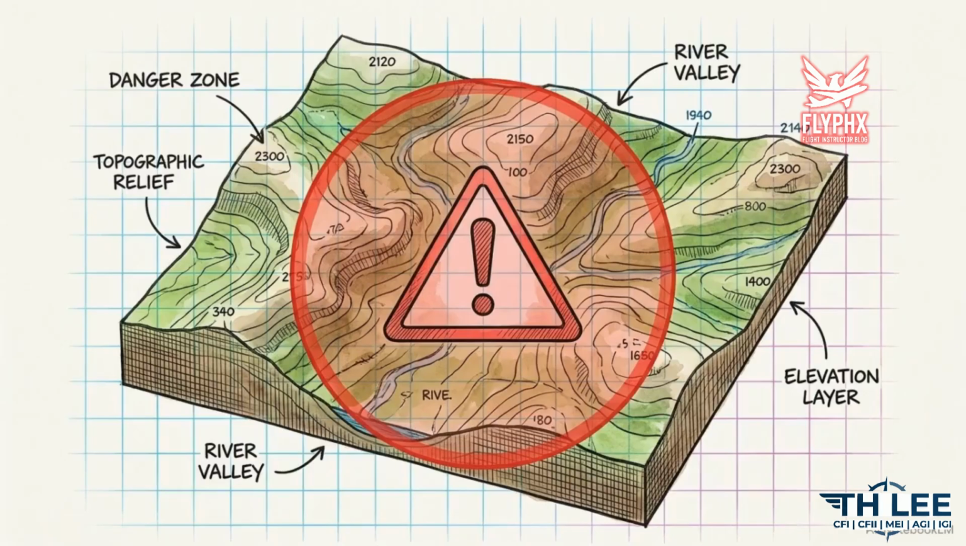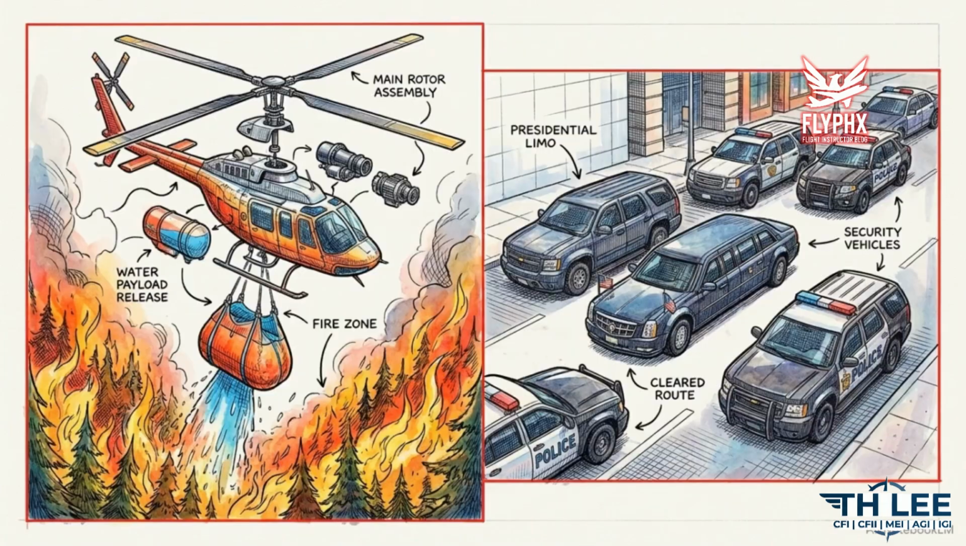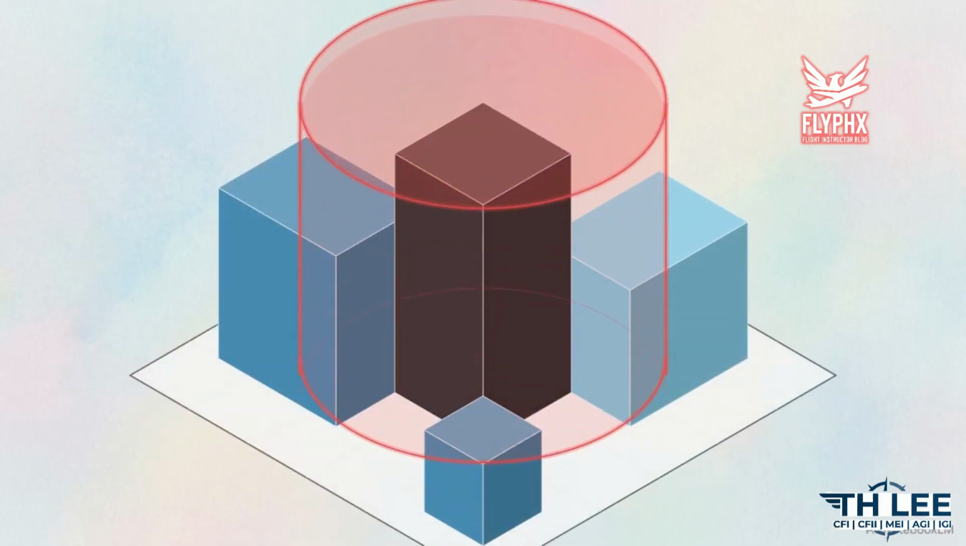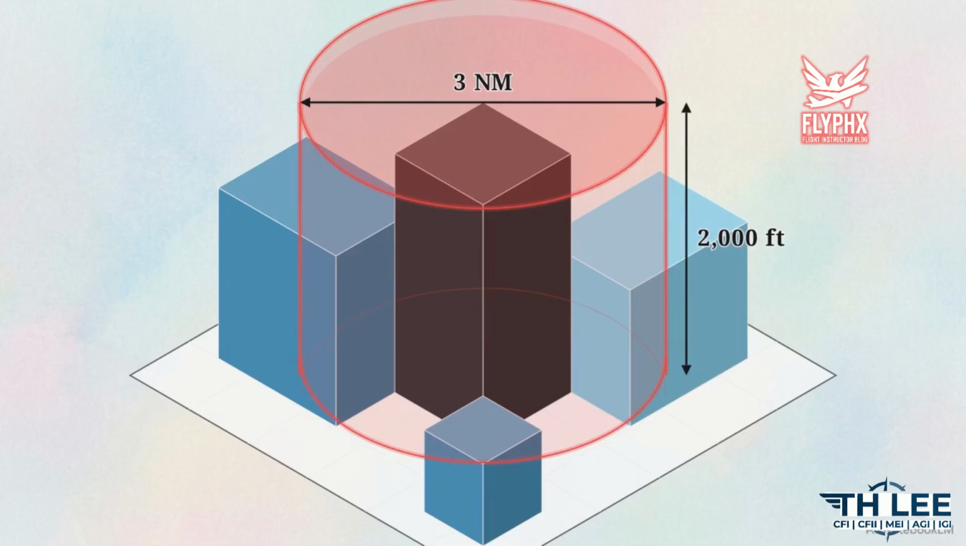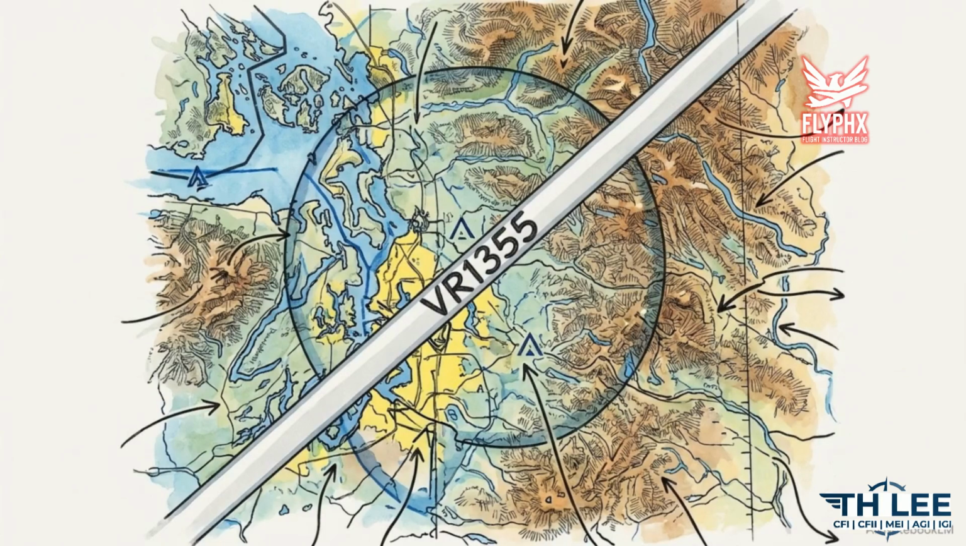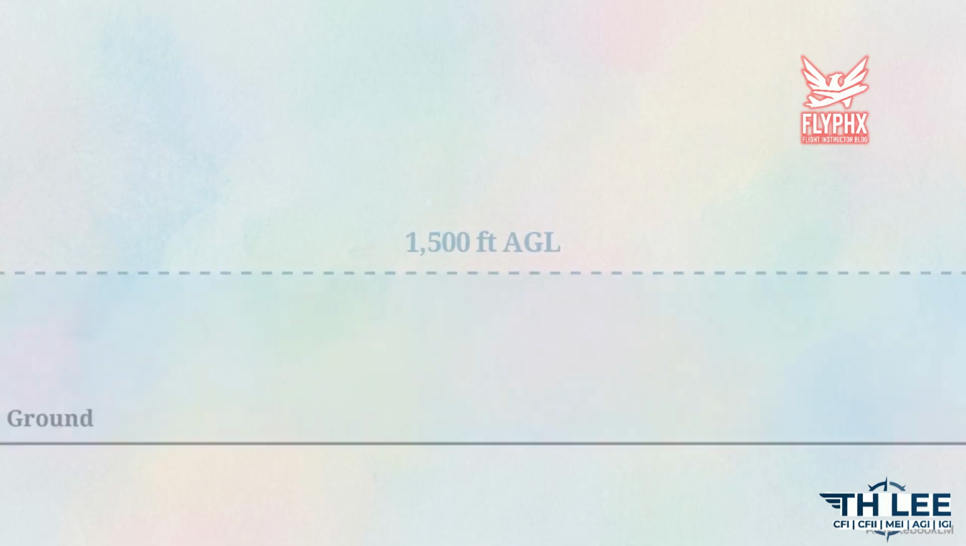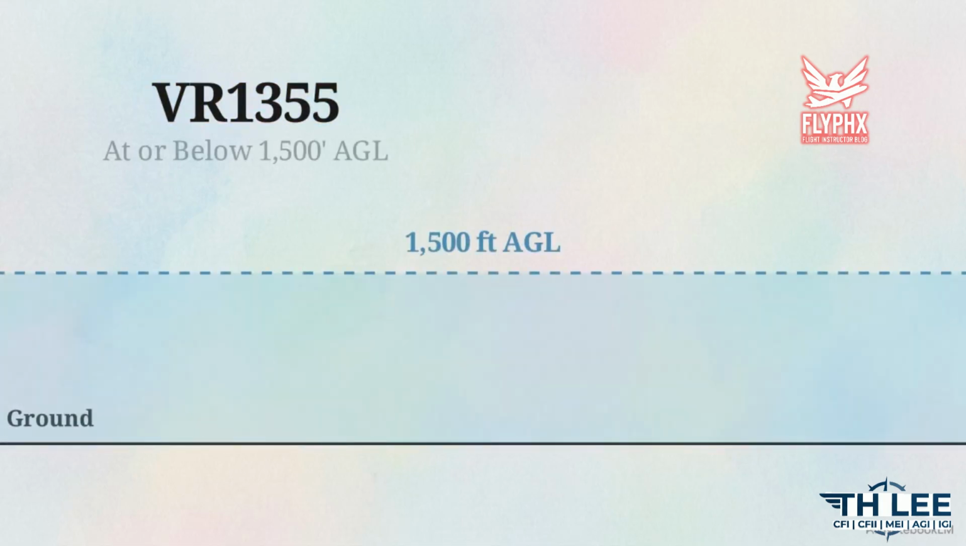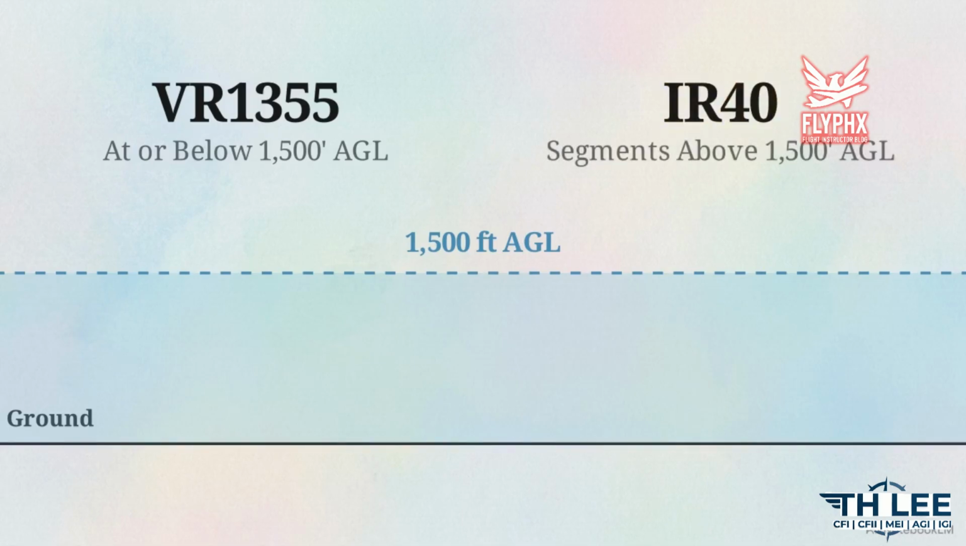Finally, the FAA uses temporary flight restrictions, or TFRs, to protect persons and property during specific events. Found via NOTAM, these protect everything from disaster relief operations to presidential movements, typically creating restricted zones 3 nautical miles wide and up to 2,000 feet above the surface. You will also see gray lines indicating military training routes, which allow military aircraft to exceed 250 knots below 10,000 feet. A 4-digit identifier means the route is at or below 1,500 feet AGL, while a 3-digit identifier means it features segments above 1,500 feet.